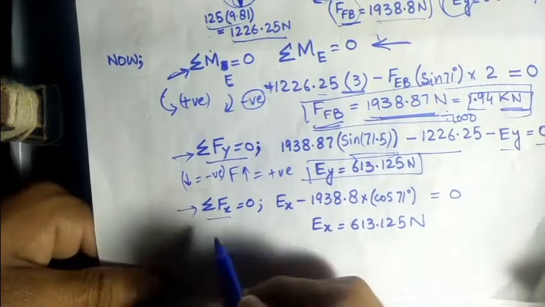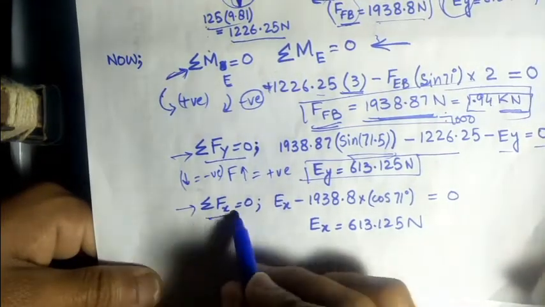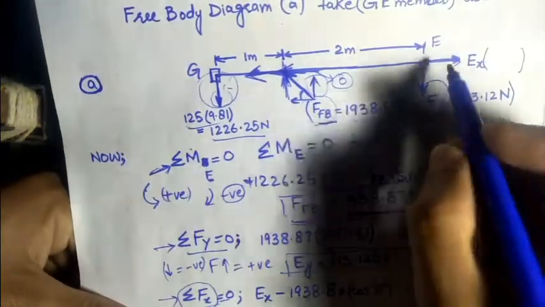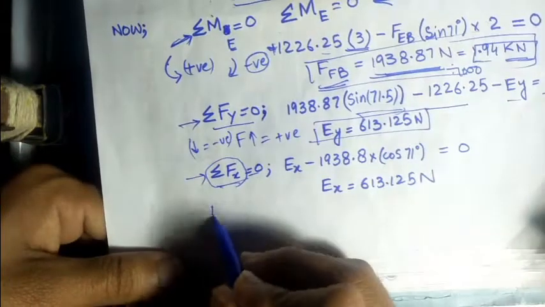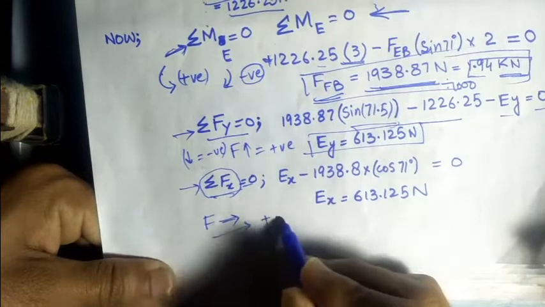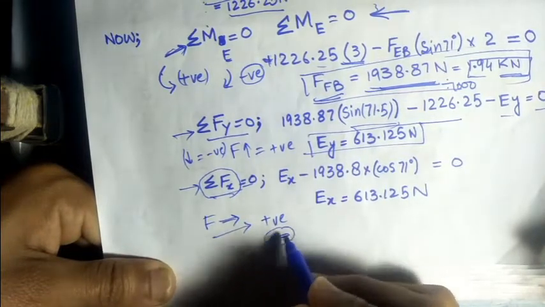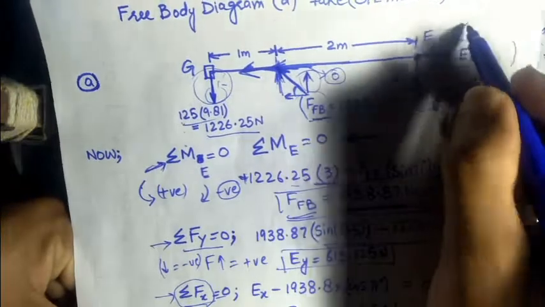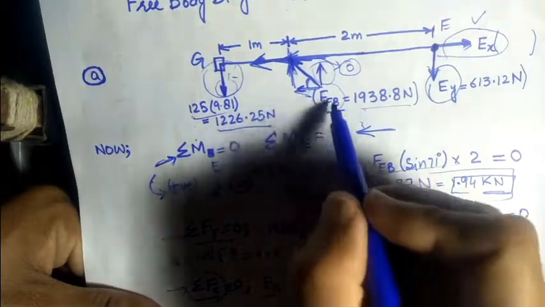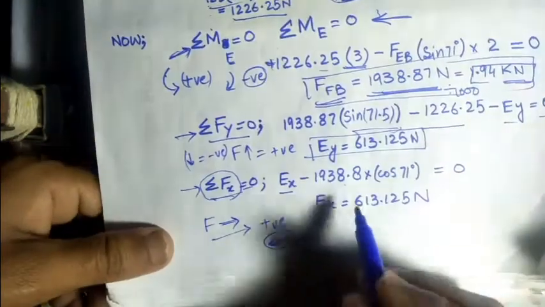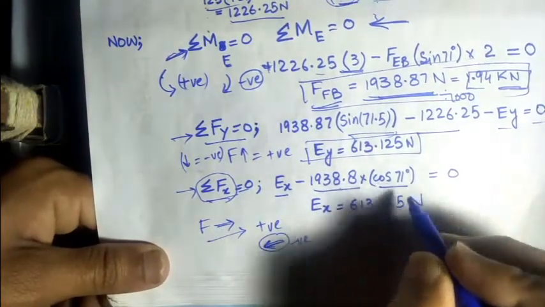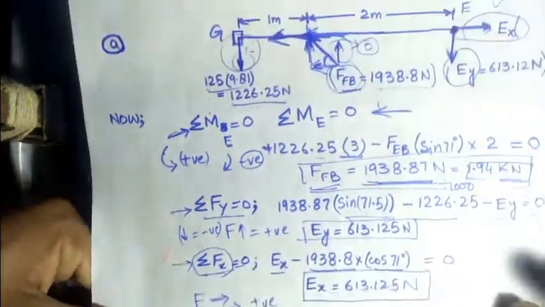After that, we make the summation of all the horizontal forces equal to 0. Assume the horizontal force in the rightward direction is taken as positive, and in the leftward direction taken as negative. So EY is moving in the rightward direction, so EY is taken as positive. After this, the horizontal component of this FB force is taken with a negative sign because it is moving in the left side direction, with cos of the angle. By solving this equation we can easily calculate EX.